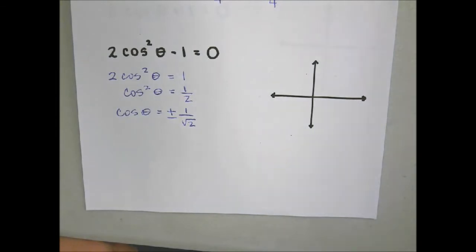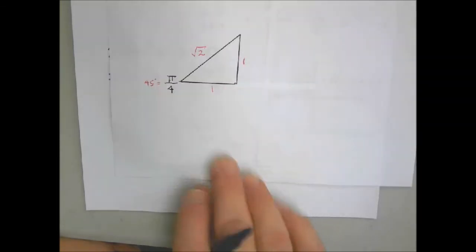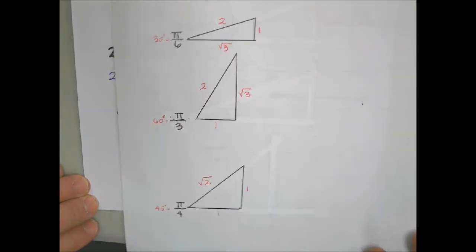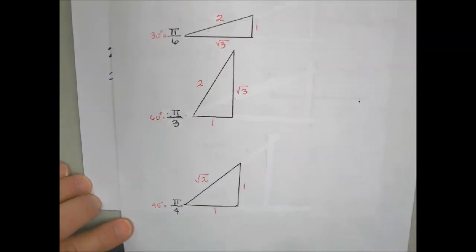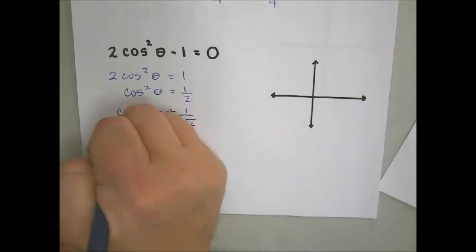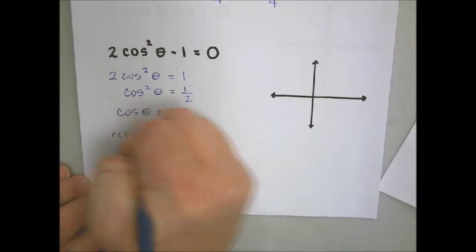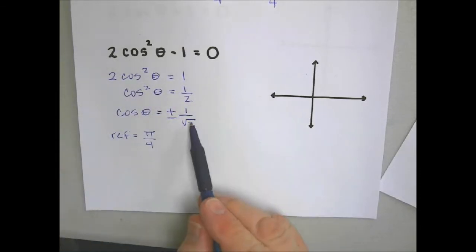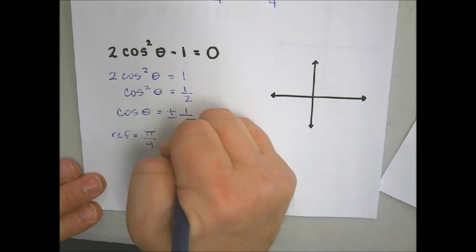So let's go back to our triangles again. Which triangle has a cosine value of 1 over square root 2? Well, it happens to be the pi over 4 again, because cosine is adjacent over hypotenuse, so 1 over square root 2. So it's pi over 4, which is our reference angle. So our reference angle equals pi over 4. And as we said earlier, we're in all 4 quadrants.